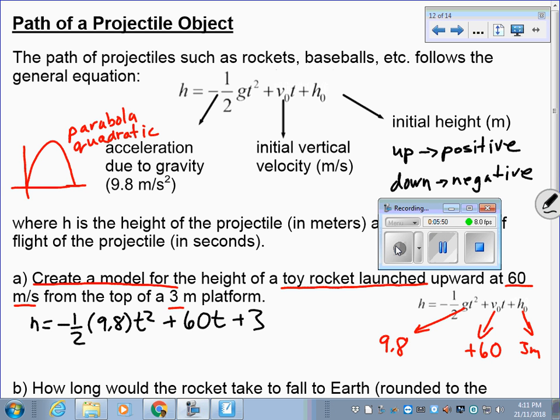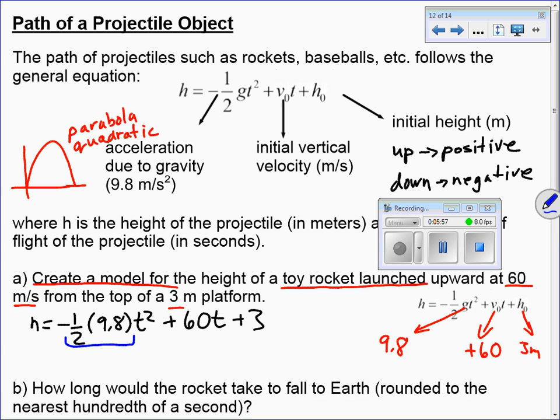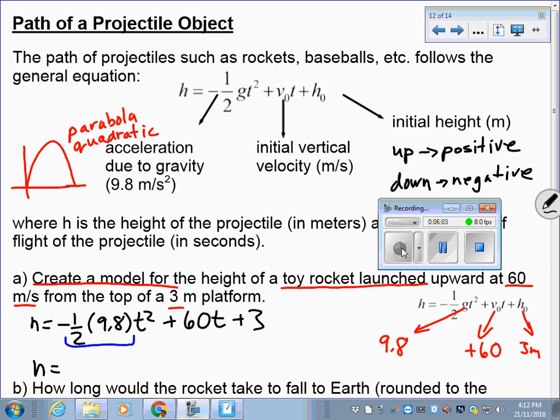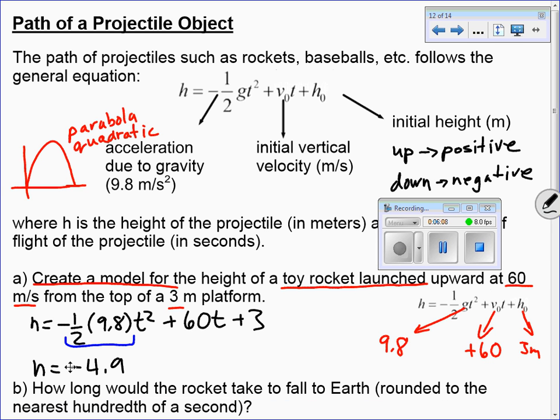And we end up with this equation when we substitute directly in. So now, what I'm going to do is simplify the front of this part here, to make a nice quadratic for us to work with. In this case, h is equal to negative 4.9t squared plus 60t plus 3 as our final quadratic. And you'll notice that we took negative a half, multiplied by 9.8 to get negative 4.9, plus 60t plus 3 as our basic equation.